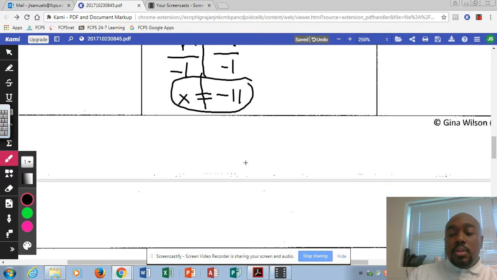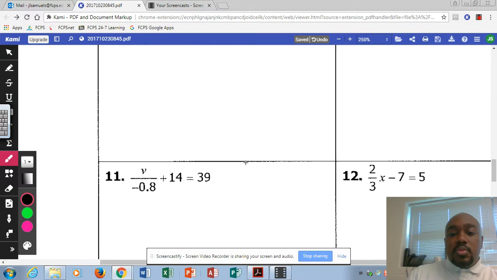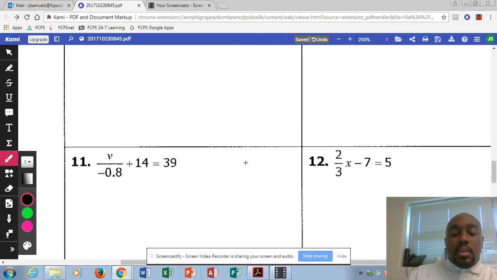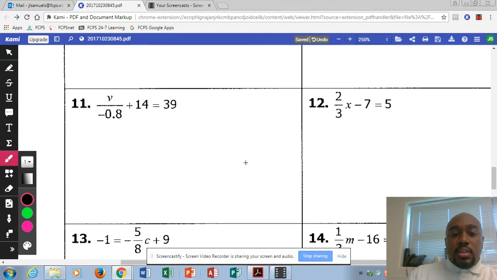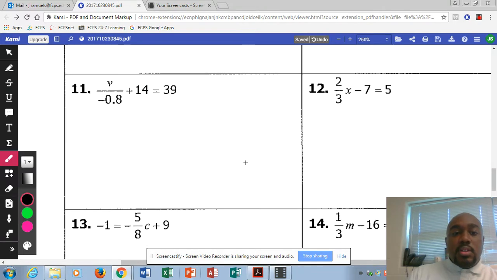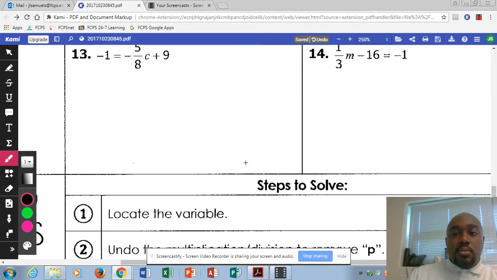Let's keep it rolling. We have some other types of two-step equations as well. Sometimes we might have a fraction. Let's do another one.